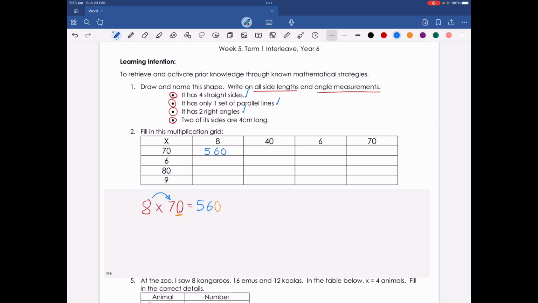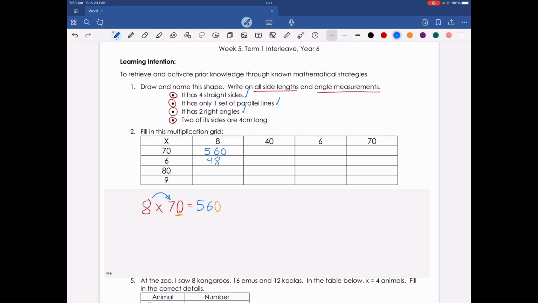560. Next one, 6 times 8. Well, we know that 5 times 8 is 40, so just one more than that, 48. Let's go over here. Let's go over to this one.